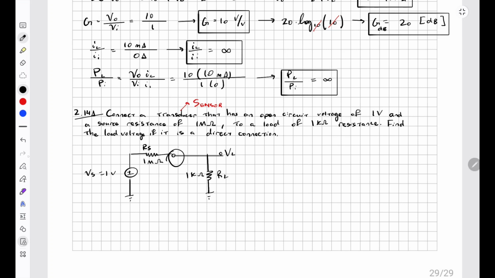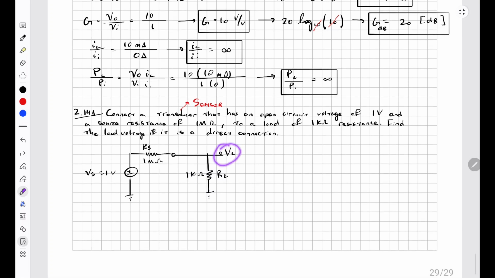So we have a direct connection to our load, which is just a load that has a 1 kilohm load resistance. And the question is to find the load voltage, which is just the equivalent voltage across this resistor here. So it's actually a very simple solve. We can just use the voltage divider formula, because VL is the midway point between the two resistors here.